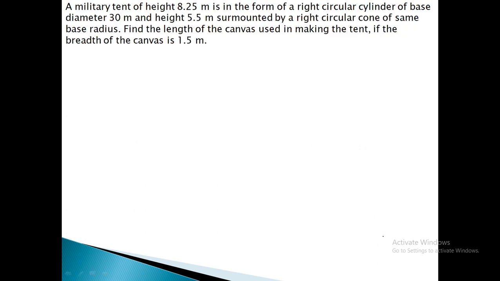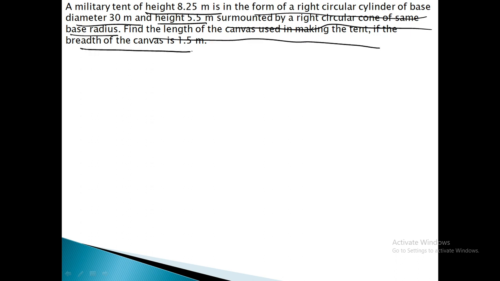In the next question, a military tent of height 8.25 meter is given in the form of a right circular cylinder of base diameter 30 meter and height 5.5 meter, which is surmounted by a right circular cone of the same base. Find the length of canvas which is used in making the tent if the breadth of the canvas is 1.5 meter. In this question you have to find out slant height. Slant height will be calculated by the square root of r square plus h square formula.